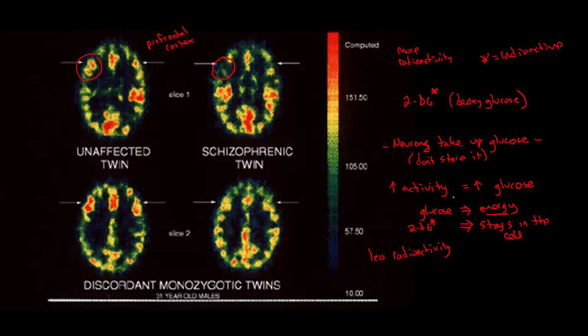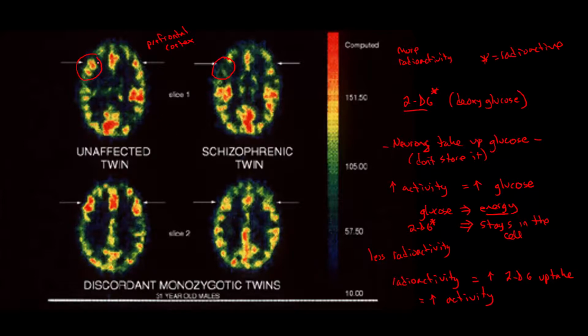Okay? So if we put someone in a PET scanner, and there's a part of the brain that's working real hard, it's going to take up a lot of this 2DG. It'll sit there and I'll see more radioactivity. So in this case, radioactivity equals increased 2DG uptake. That's due to increased activity.